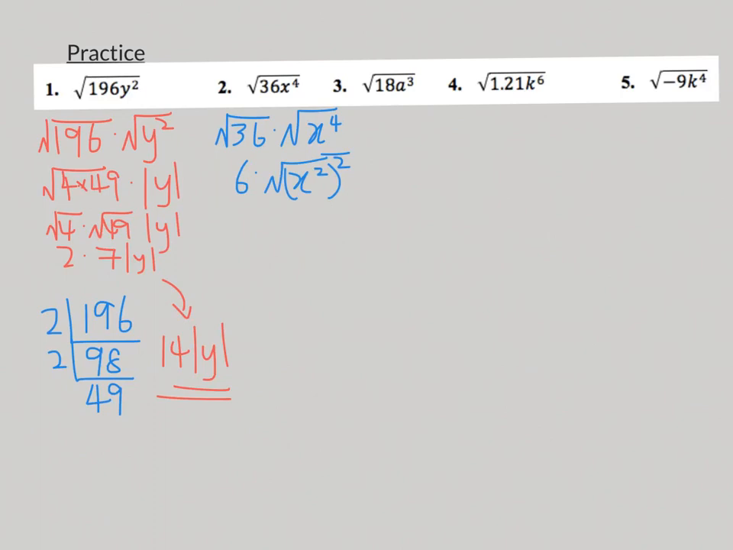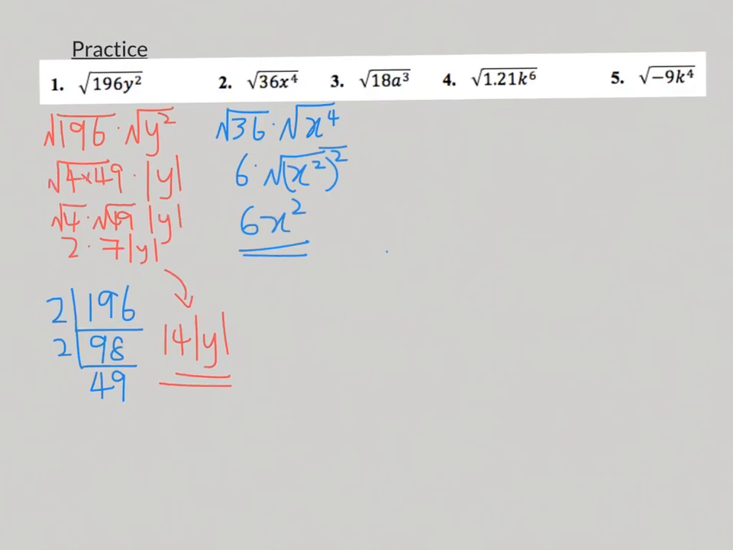So from here, you can write it as 6 times x squared. In this case, we don't have to put absolute value around x squared because x squared will be positive regardless of the sign of x. In example 3, we are evaluating the square root of 18 times a to the 3rd power.